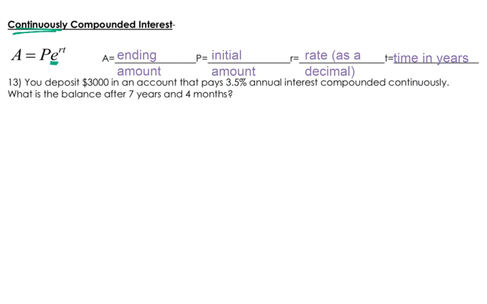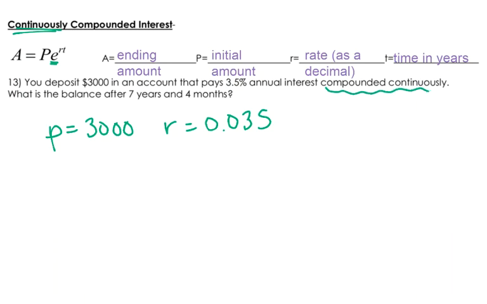So you deposit $3,000 into an account, so that's what you're starting with. So P is $3,000. That pays 3.5% annual interest, so my rate is 0.035. Compounded continuously. So as soon as you see that word continuously, you know that you're going to use E, and you're not going to have to figure out what N is. What's the balance after 7 years and 4 months?